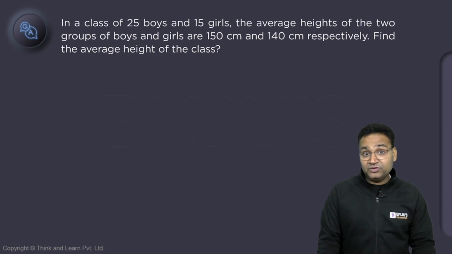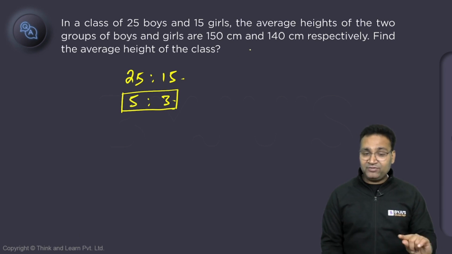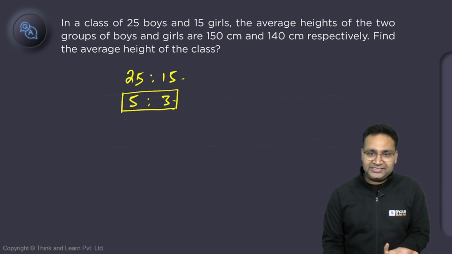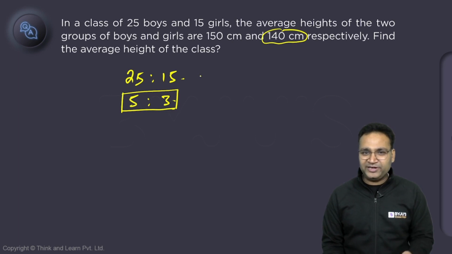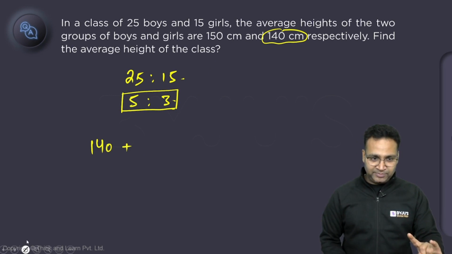What can be the other way now? The other way is I first of all convert 25 boys and 15 girls into the ratio. So I convert the weightage into the ratio. Second thing, I will consider the final average, let's say, as 140. It's always better to take the smaller number so that additions are there. Clear? If you take 140 as an average, let me change the color.